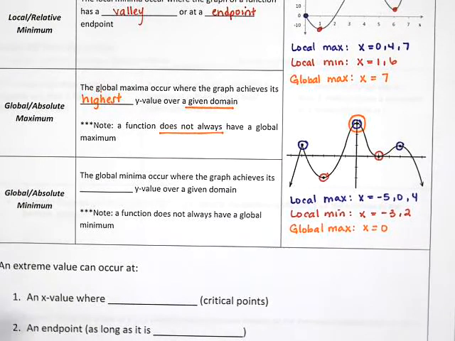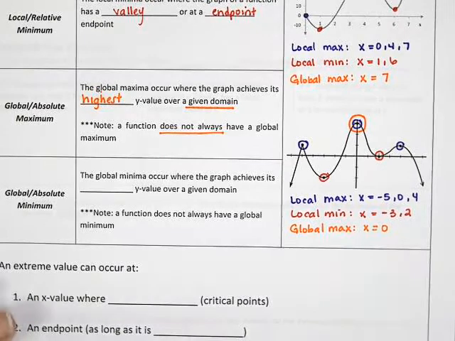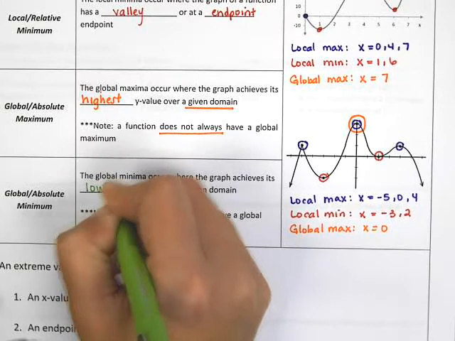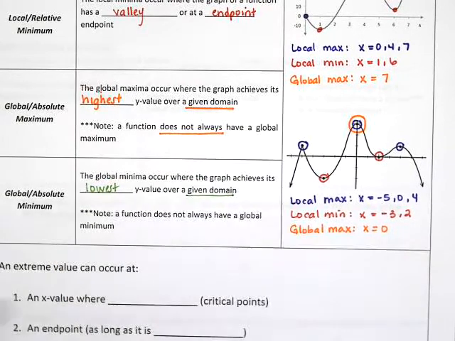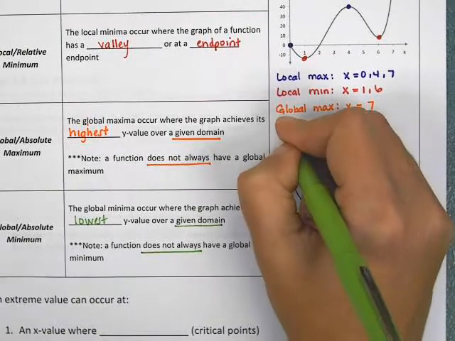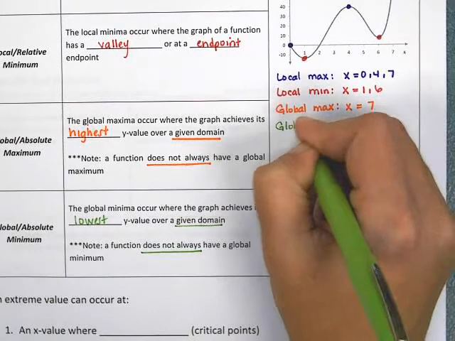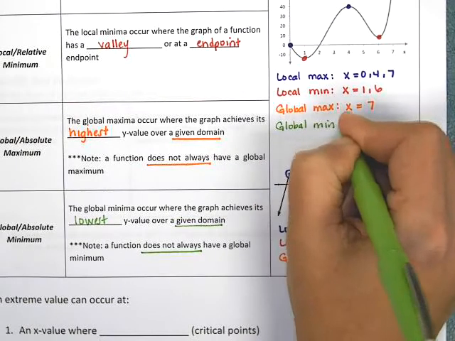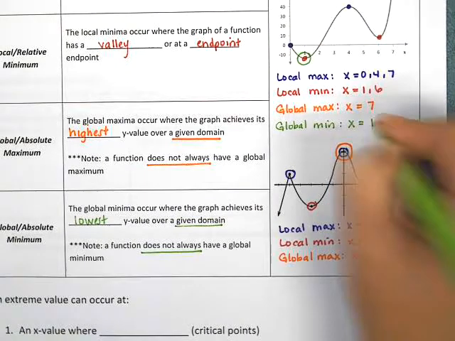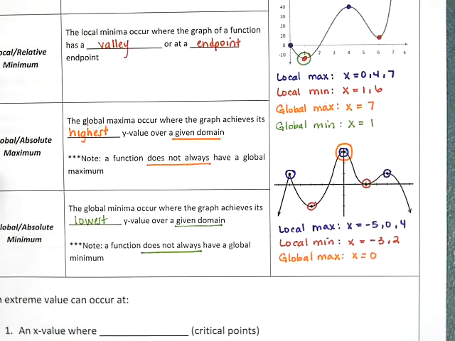Last but not least, we have the global minimum. A global minimum occurs where a graph achieves its lowest y value over a given domain. We do not always have to have a global minimum. It just depends on the picture. In this first picture, the global min would be here because that's the lowest the graph is ever going to go, is at x equals 1.